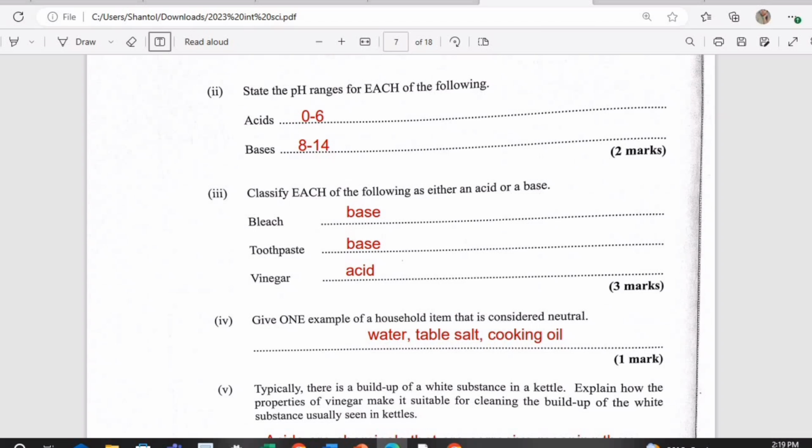Part 5. Typically, there is a build-up of a white substance in a kettle. Explain how the properties of vinegar make it suitable for cleaning the build-up of the white substance usually seen in kettles.